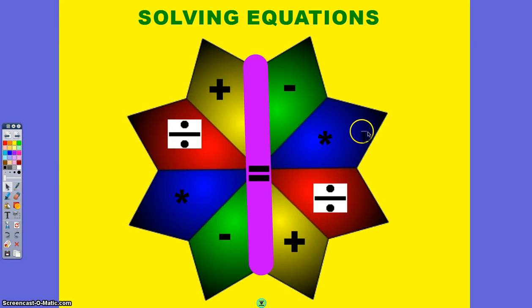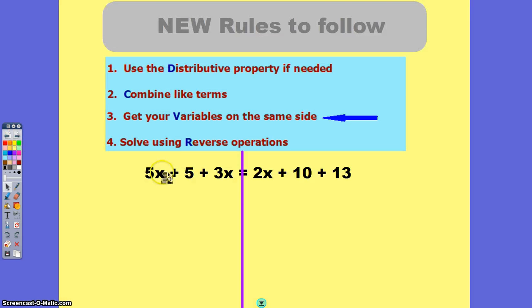All right, so we have done lots of solving equations. We've done one-step equations, two-step equations, equations that we have to simplify, equations that we have to do the distributive property on. So the next thing we're going to find is equations where we have variables on both sides of our equal sign.